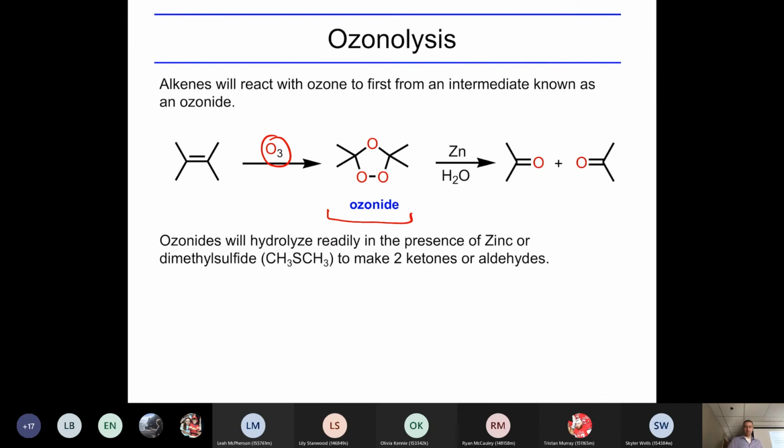And then you need something else, like zinc will do it. Dimethyl sulfide will do it. Zinc is a less smelly variation of dimethyl sulfide. And what it does is it turns it into ketones or aldehydes or whatever. So there's a bit of a difference here. If you have, I'm going to go back to my thing here.